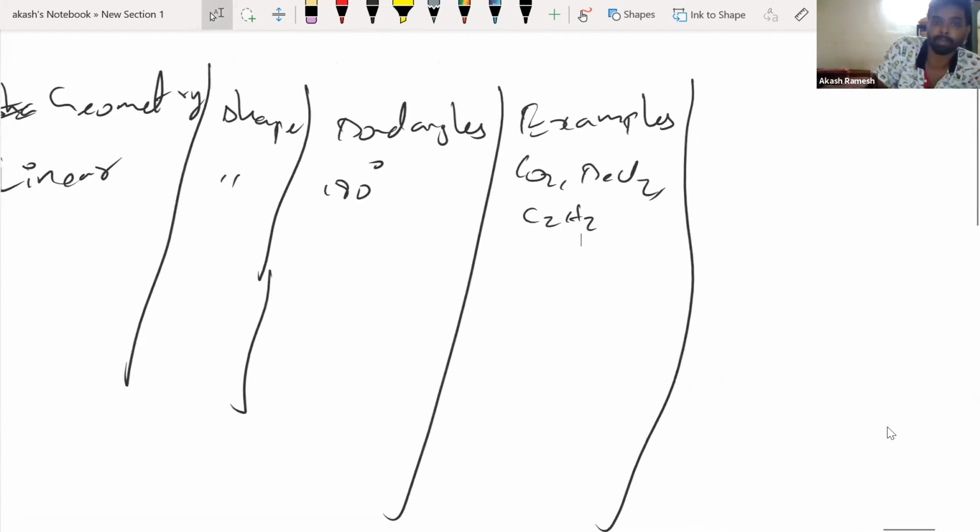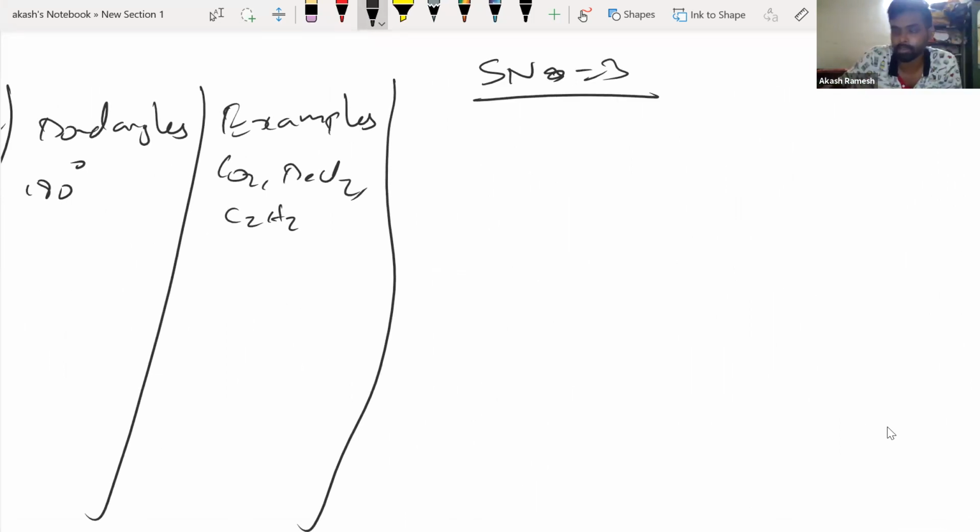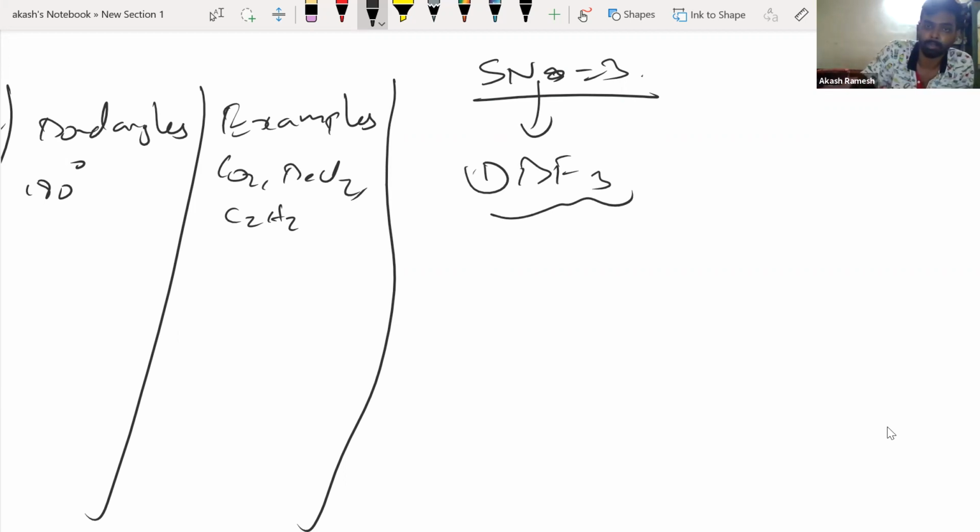Okay, moving on, people, to steric number 3. Steric number 2 we saw. Now we'll go to cases where we have steric number 3. Let me take the first example as BF3. Now remember, the moment you have steric number 3, the hybridization should come to your head: it's sp2. Whenever you have steric number 3, obviously the hybridization is sp2. Now, we'll try to understand how this has steric number 3.